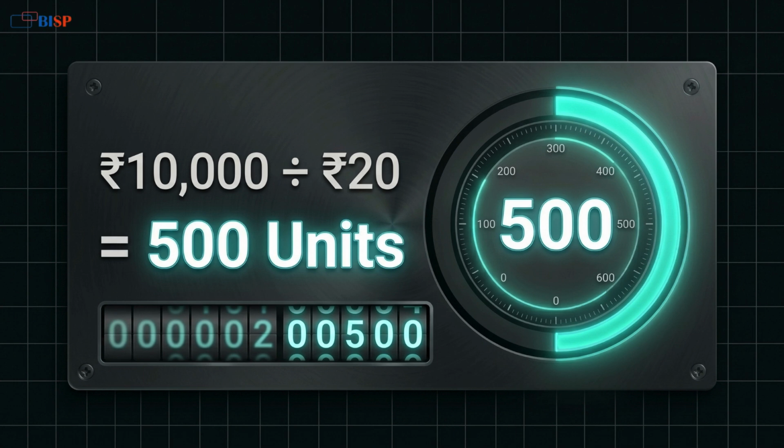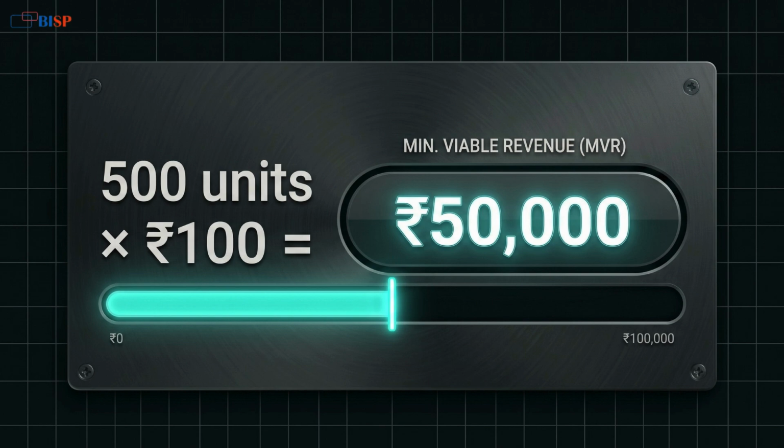Break-even units, fixed cost divided by contribution per unit. 10,000 rupees divided by 20 rupees, break-even is 500 units. Break-even sales, simply break-even units multiplied by selling price. 500 times 100 rupees, break-even sales is 50,000 rupees.